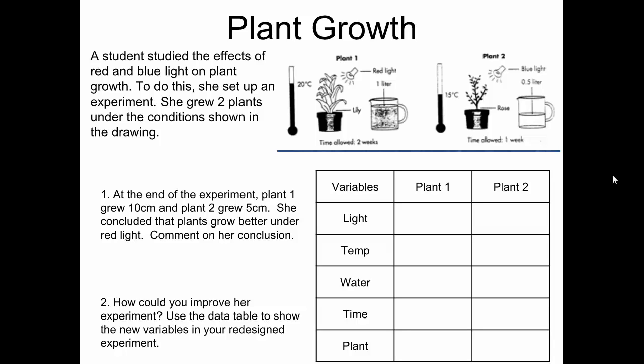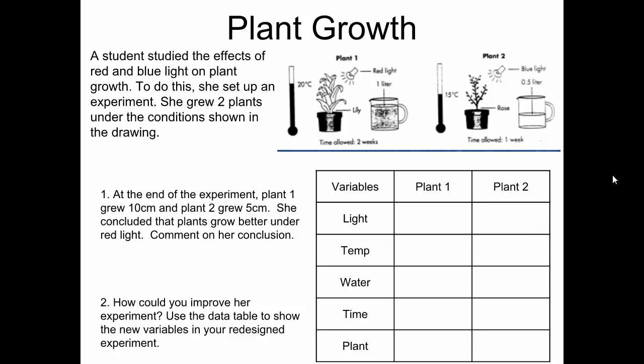So what do you think about this experiment? Is that a good conclusion? Is this a well-designed experiment? Who wants to give me their opinion? What do you think? Emma? No. How come? Because she kept the plants at different temperatures, and she gave the one that grew more more water, so it's going to grow better, and it was warm in there, so it'd grow better.